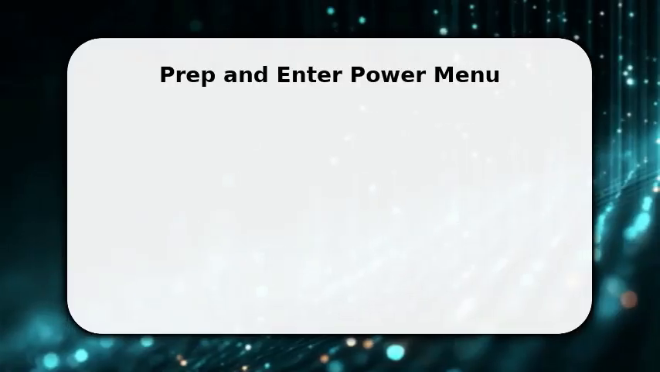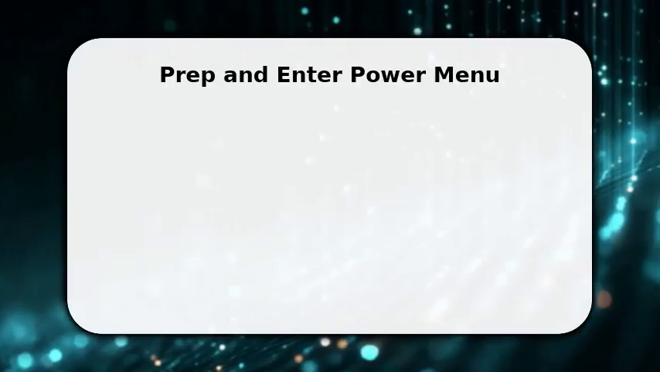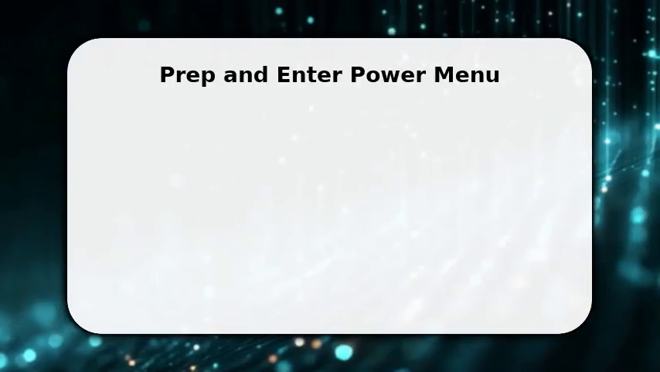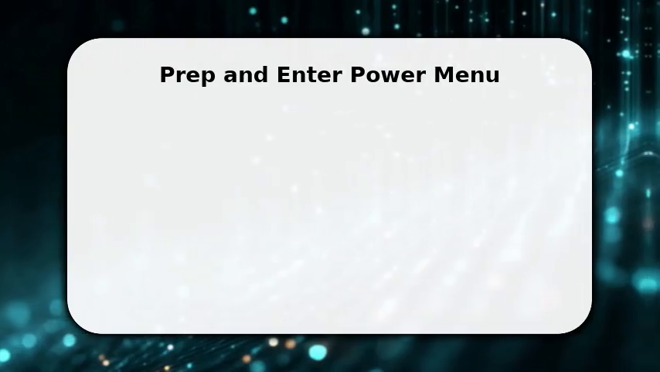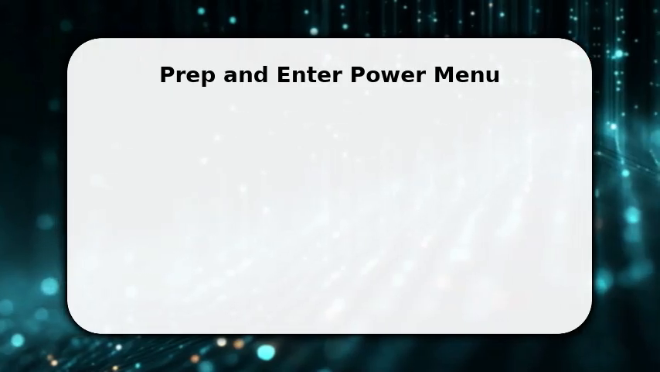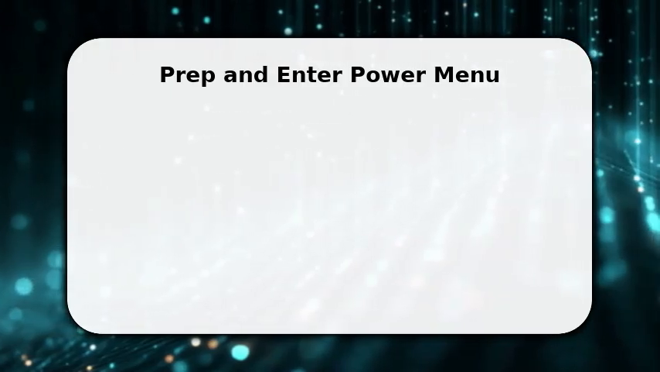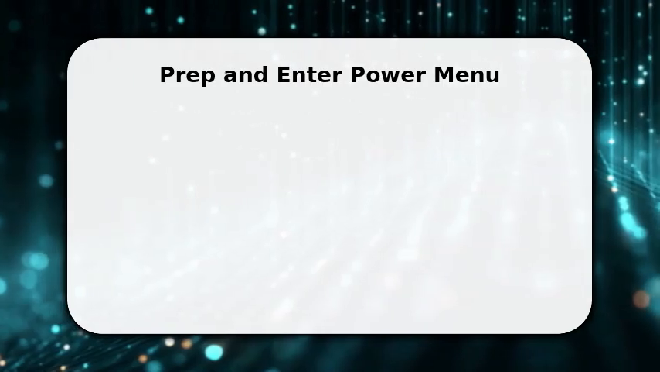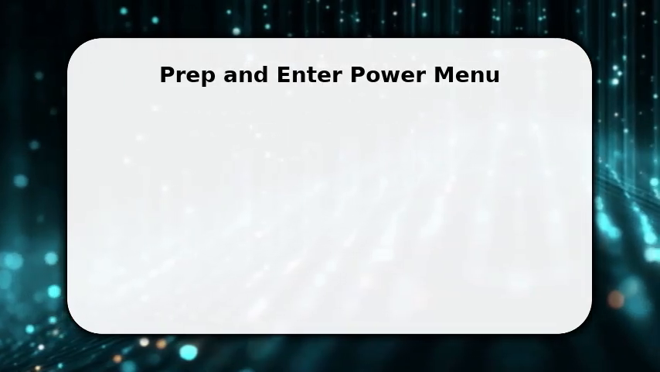You start by preparing the device. Make sure the battery is above 20% and the screen is unlocked so the phone won't interrupt the process. Once done, press and hold the power key until the power menu appears. This avoids accidental reboots. Next, press and hold the power off option until a safe mode prompt shows.